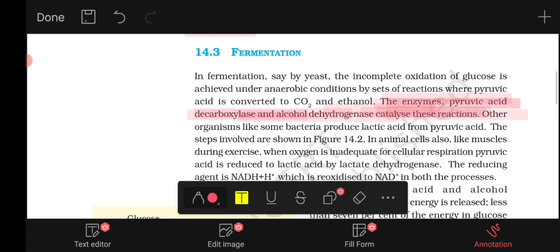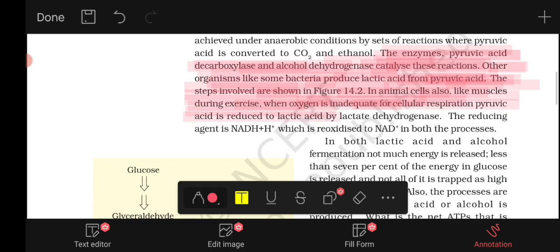They catalyze this reaction, and other organisms like bacteria produce lactic acid from pyruvic acid. The steps involved are shown in animal cells also, like muscle cells. During exercise, when oxygen is inadequate for cellular respiration, pyruvic acid is reduced to lactic acid. This is called lactic acid fermentation, by lactate dehydrogenase. In alcohol fermentation, the enzymes involved are pyruvate decarboxylase and alcohol dehydrogenase. In lactic acid fermentation, it is lactate dehydrogenase. The reducing agent NADH+H+ is reoxidized to NAD+ in both processes.